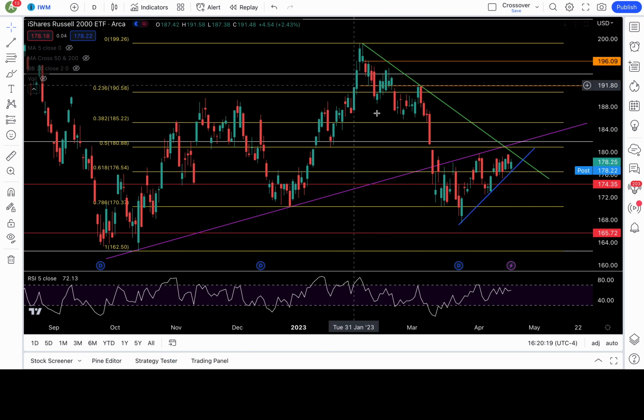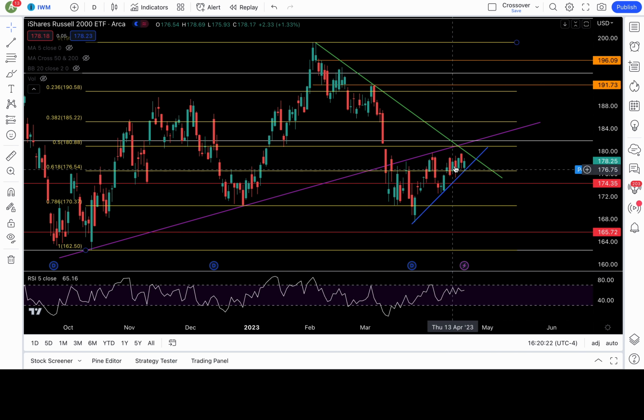IWM, it's grinding up. Still trying to grind up, still holding above that 61.8 fib level at 176.5. It also coincides with this blue trend line here. So if you're a bull on IWM, you need to see 176.5 continue to hold. You want to see 179.5 clear. That's the green trend line here. The trigger will move up to 181.5 and possibly above that to 183.5 and 185.2-ish. So below 176.5, get bearish. As long as above, you need to see clear resistance starting with 179.5.